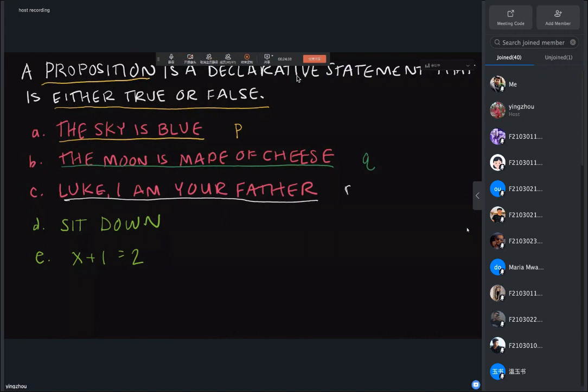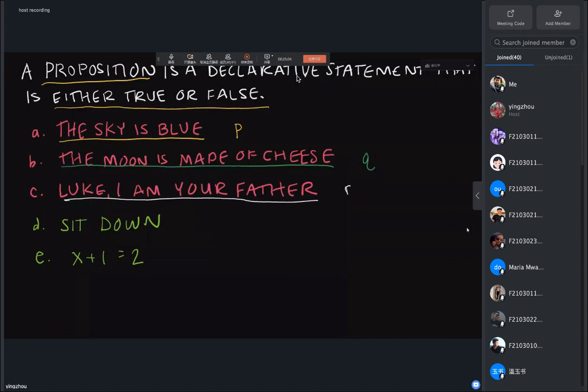Now take a look at the difference of the statements that I've written in green. G says, sit down. Sit down is a statement, but it is neither true nor false. I can't say true, you have sat down. That statement would have to be, you sat down. That's either true or false. But sit down is just telling you what to do, and that is not a proposition.